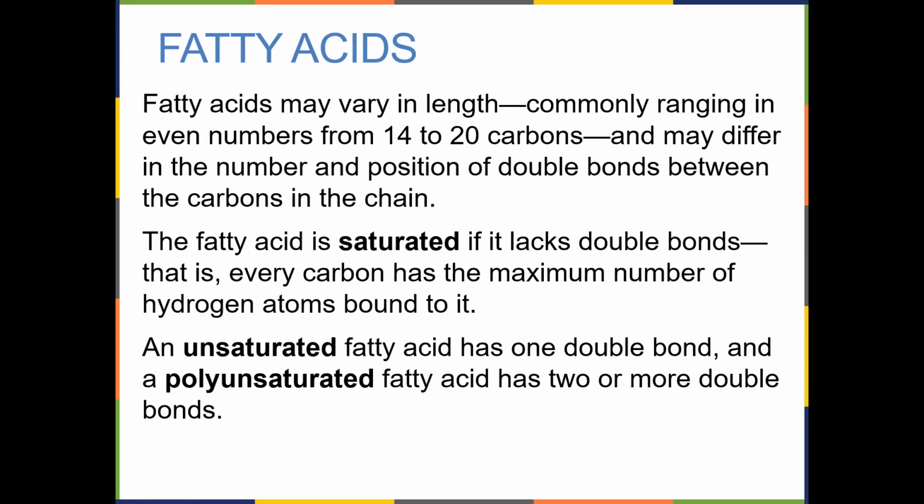Fatty acids can be up to 20 carbon atoms long. They may be saturated, they may be unsaturated. If it's saturated, there are no double bonds. The maximum number of hydrogen atoms possible are held there. If it's unsaturated, it has 1 double bond. If the fatty acid is polyunsaturated, and these are terms we've heard of in food, a polyunsaturated fatty acid has 2 or more double bonds.